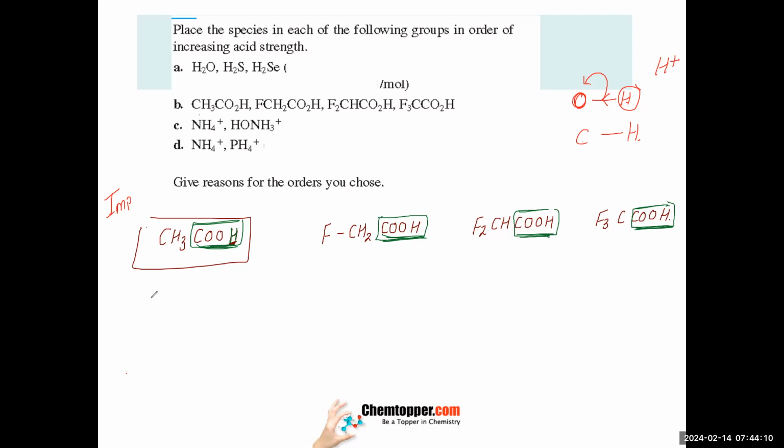Who is there in place of hydrogen? Like this one has 3 hydrogens. This one has 2 hydrogens and 1 fluorine. What's the effect of the fluorine? What can fluorine do? What is the nature of fluorine? Look at the periodic table. Do you know anything about fluorine? It is the most electronegative element. The most electronegative element of the periodic table is fluorine.